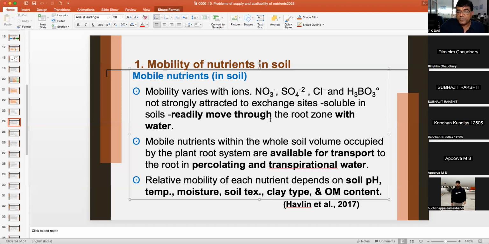Relative mobility of each nutrient depends on soil pH, temperature, moisture, soil texture, clay type, and organic matter content. So for this, you consult the chapter, how these factors will affect the relative mobility. Your soil texture, how it will affect the mobility of anions or mobile nutrients.